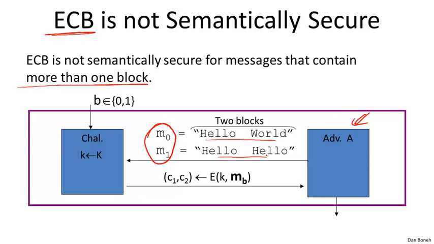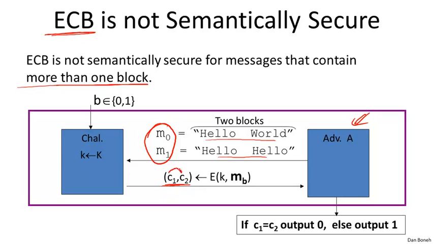Well, so what is the challenger going to do? The challenger is going to encrypt either M0 or M1. Either way, we're going to get two blocks back. So the ciphertext actually contains two blocks. The first block is going to be an encryption of the word hello, and the second block is going to be either an encryption of the word hello or the word world.